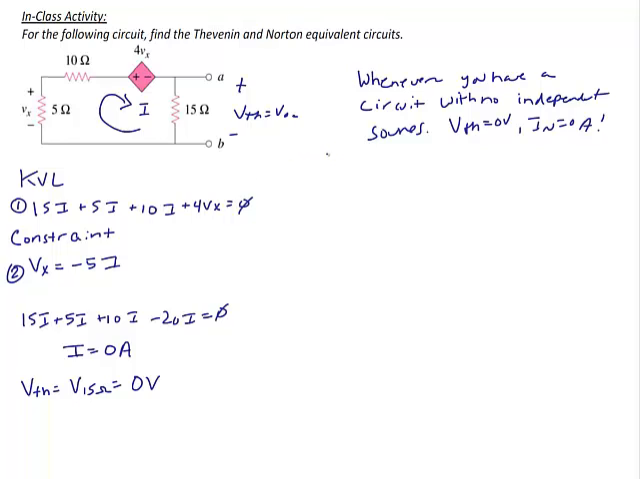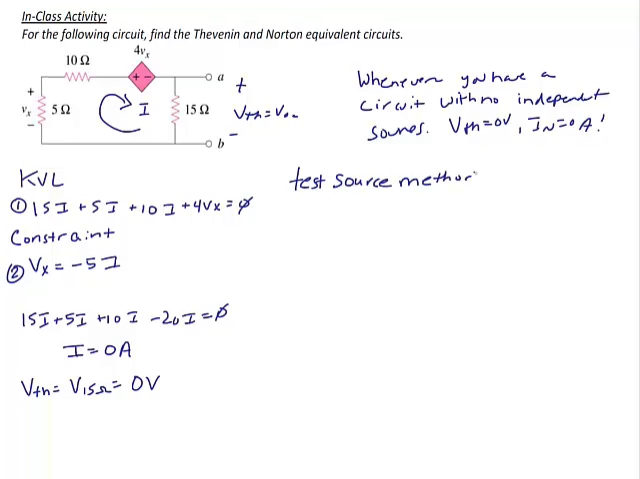Whenever you have a circuit with no independent sources, V Thevenin is equal to 0 volts, I Norton is equal to 0 amps. So the question becomes, how do we find R Thevenin? I can't divide because R Thevenin would be equal to 0 over 0, which is undefined. However, the last technique we'll discuss, and we talked about this during our last lecture, is the test source method.